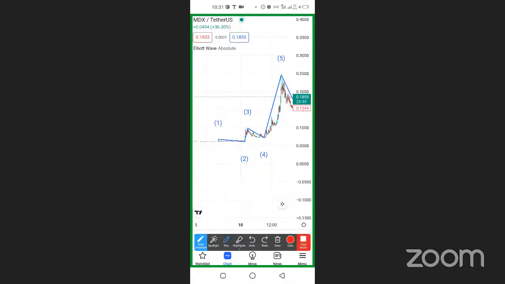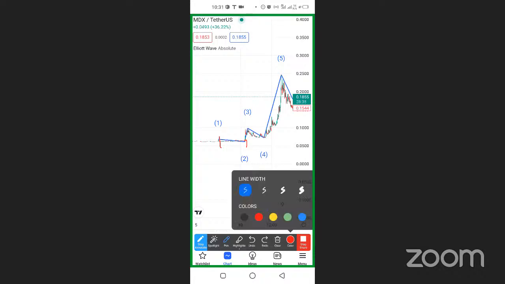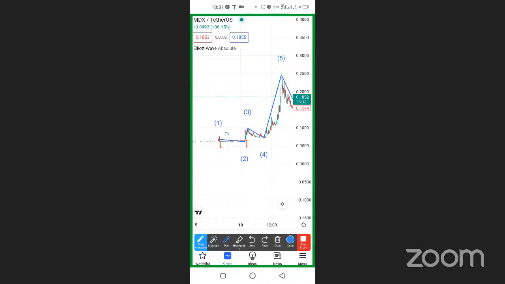What is a wave? From here to here, this is one. From here to here, let me change the color, this is two. Now, from here to here.